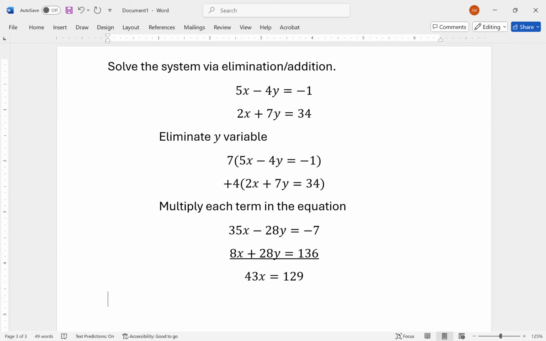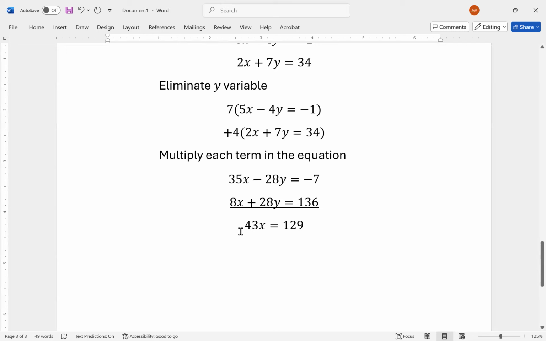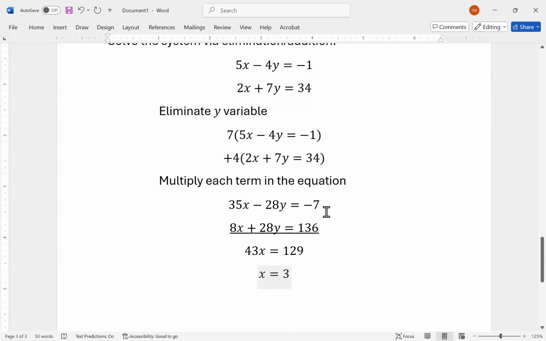Now I have one variable remaining. x is my remaining variable. And I can solve for x by dividing both sides by 43. When I do that, I get x is equal to 3. And now, lastly, since I know x is 3, I can find the corresponding y by plugging it into either this first equation or this second equation. Either way is fine. You just got to plug in.